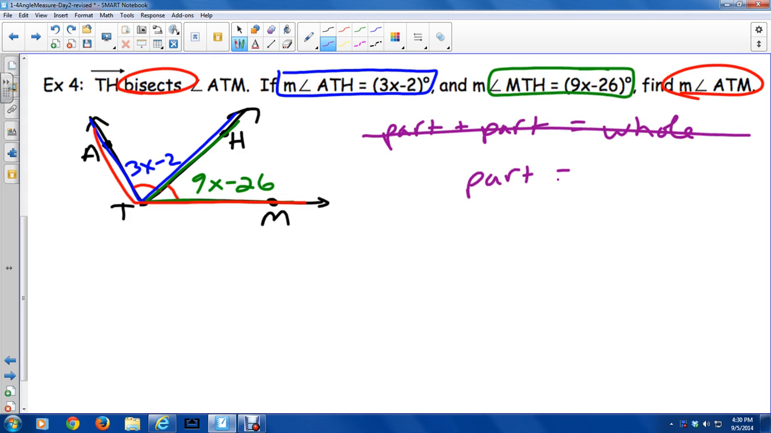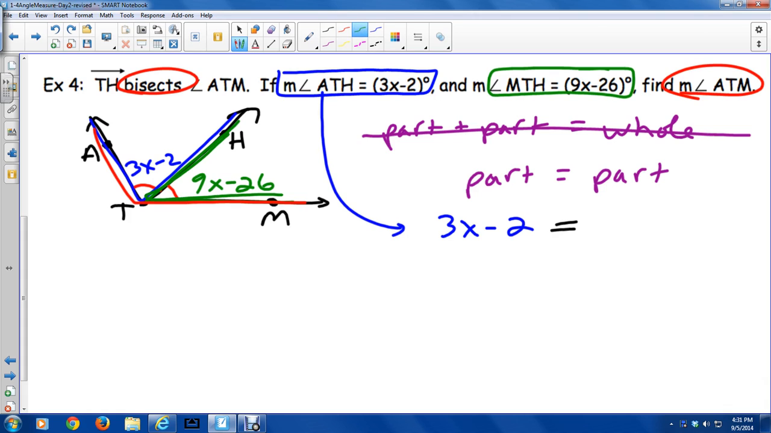So that's not going to work. Instead, this time we're going to use our equation part equals part. Let's see what our 2 parts are. I've got angle ATH, which is 3x minus 2. And then I've got the measure of angle MTH, which is the 9x minus 26. And I'm just setting those 2 equal. From there, it's an algebra problem.